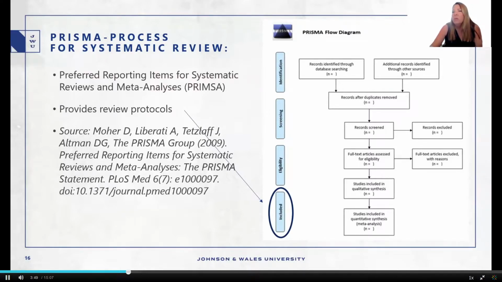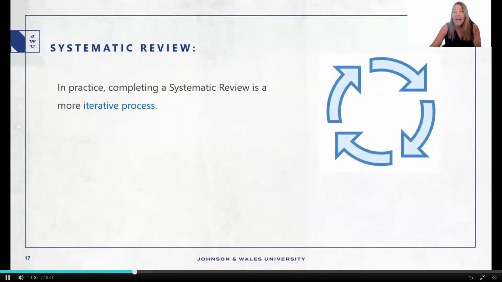You should use this flowchart, and usually it's published in an appendix, but it's good for the full transparency of your research and also so that someone else could duplicate it. I found in personal practice that your systematic review is not always nice and neat and linear, but tends to be more iterative in the process.